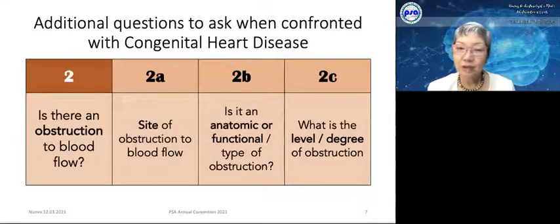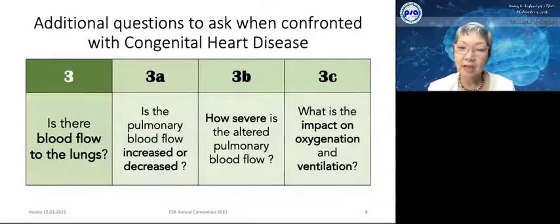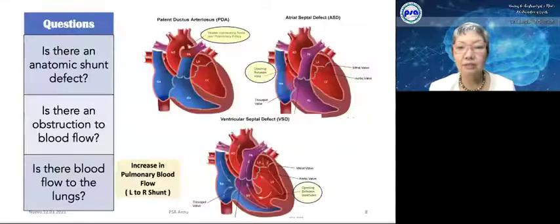Likewise, if there is an obstruction, where is the obstruction? And is the obstruction fixed or functional? And what is the degree of obstruction? Is it partial or is it complete? And if there's blood flow to the lungs, is it increased or decreased? How severe is it? And what is the impact on oxygenation and on ventilation?